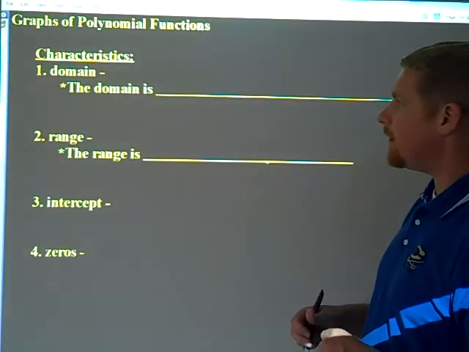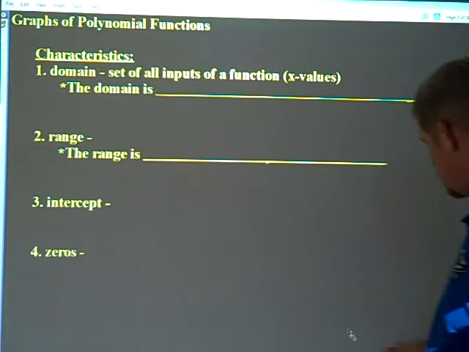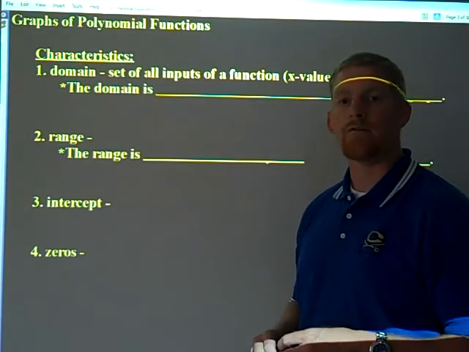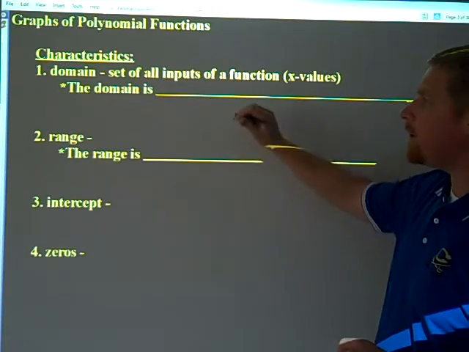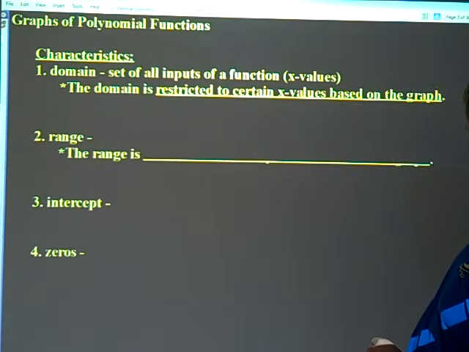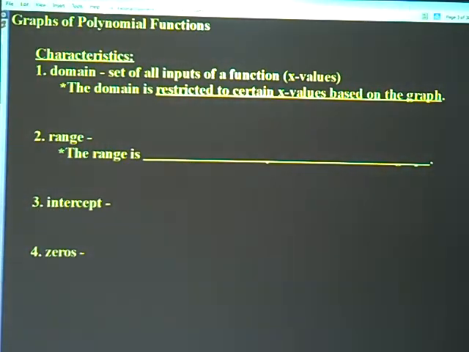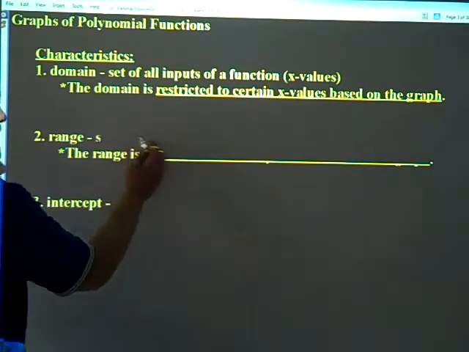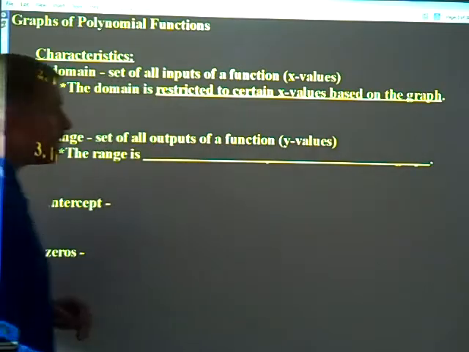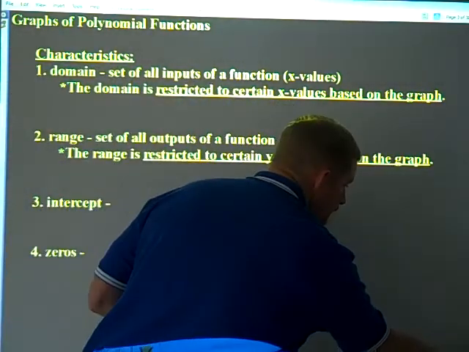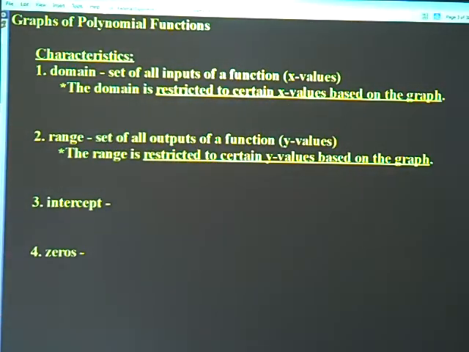The first one we want to talk about is the domain. We know the domain is the set of all inputs, the x values. In polynomial functions, the domain is restricted to x values based on the graph. The second word would be the range. This is the set of all outputs of a function, the y values. The range is restricted to certain y values based on the graph.